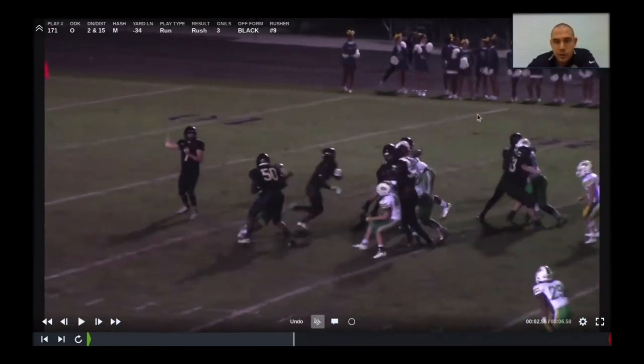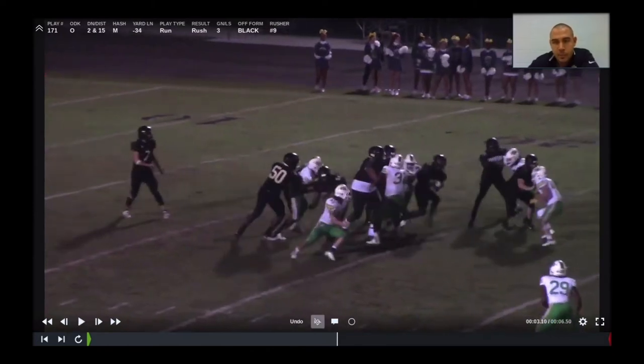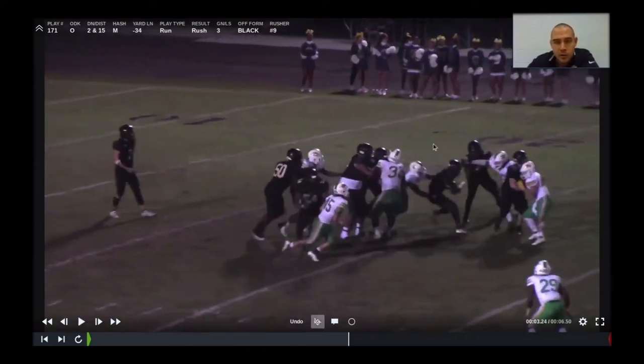So the center is working towards his right. So the running back is going to go to the left, right? Now, the problem occurs when our H-back gets beat across his face, right? Number one rule, don't get beat across your face. So that's the problem here. But as you can see, the double team is, you know, 5 yards downfield.